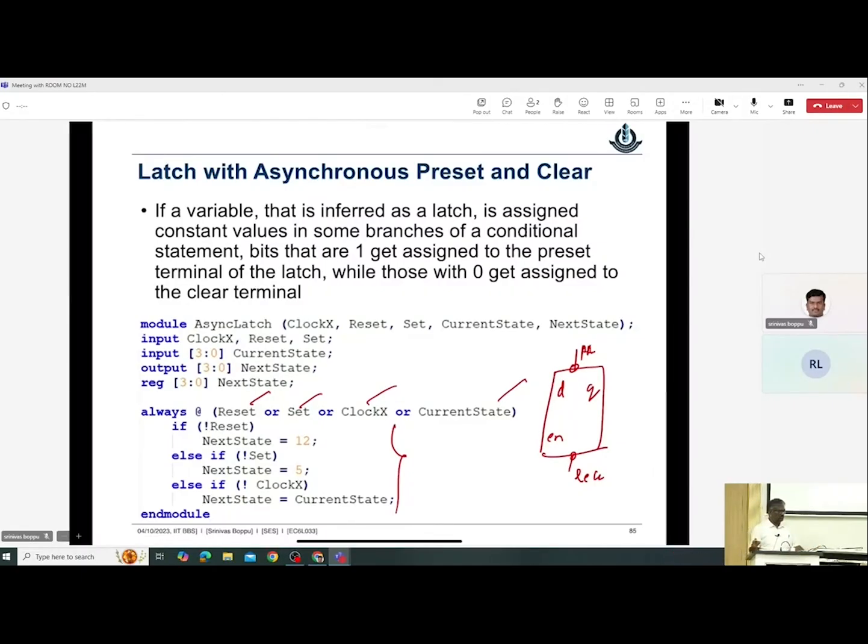Okay, now how do we really go about designing this circuit? I know that next state is a 4-bit signal, right? I only know that definitely there will be 4 latches. There will be 4 latches. Now how do I get, let us say, the first latch?